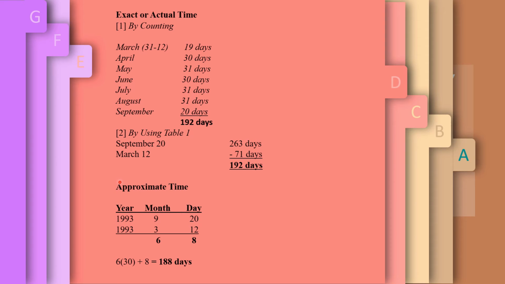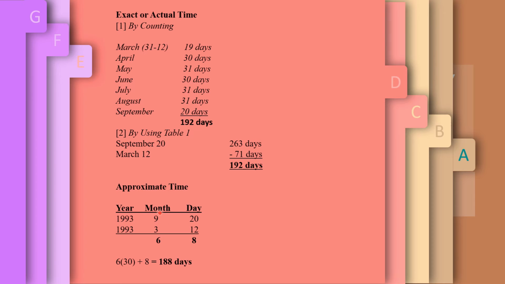So in approximate time, similar to using table 1 in solving the exact time, we have to list down the higher order of the month in a year. So that is September 20, 1993, followed by March 12, 1993. We have to subtract from day to month to years. So we have days, 20 minus 12, that is 8 days.